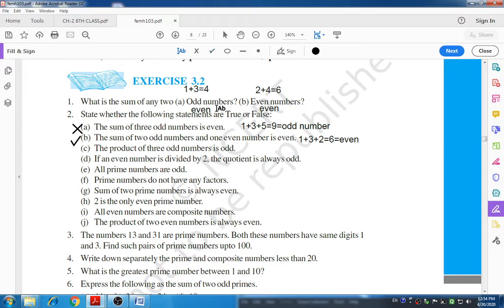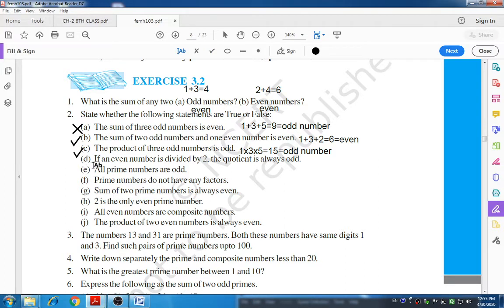Okay. Now the third one is the product of three odd numbers. I will choose 1, 3 and 5, and my answer will be: 3 ones are 3, 3 fives are 15, which is an odd number. So this statement is also correct.